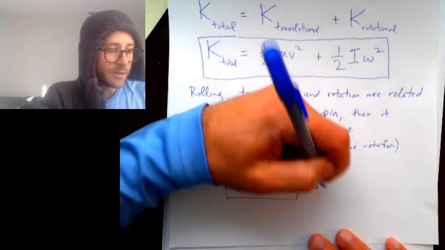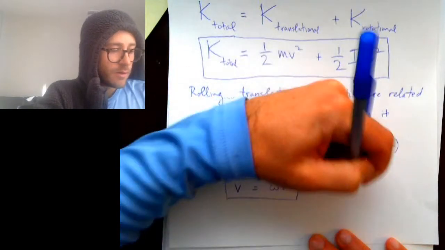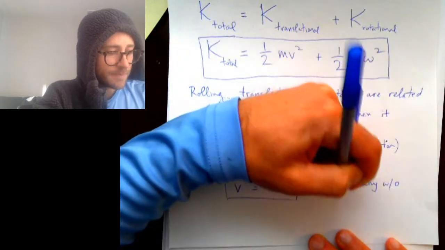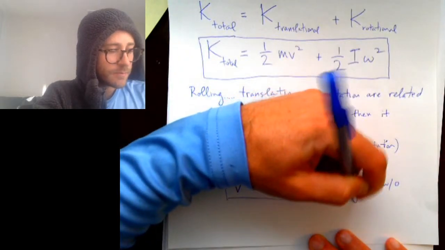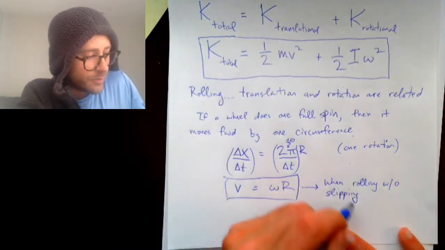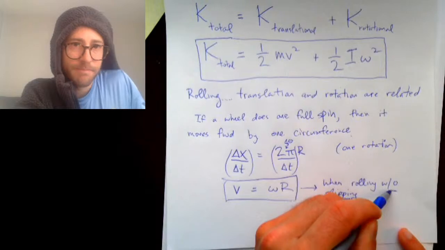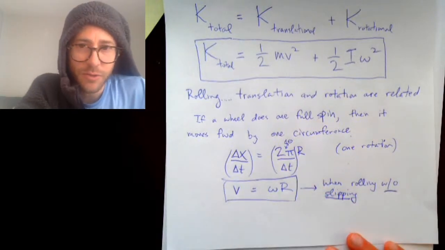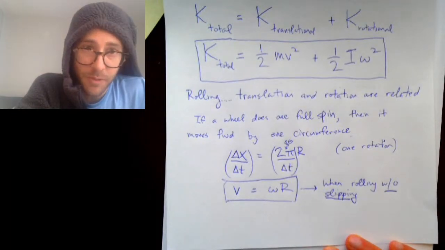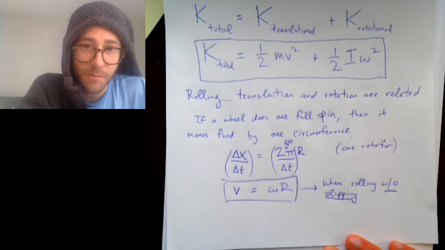And this is when rolling without slipping. Okay? And this is an important part, without slipping. Can anyone think of a situation if you are in a car where the wheel is rolling while slipping? Type it into the chat if you know.